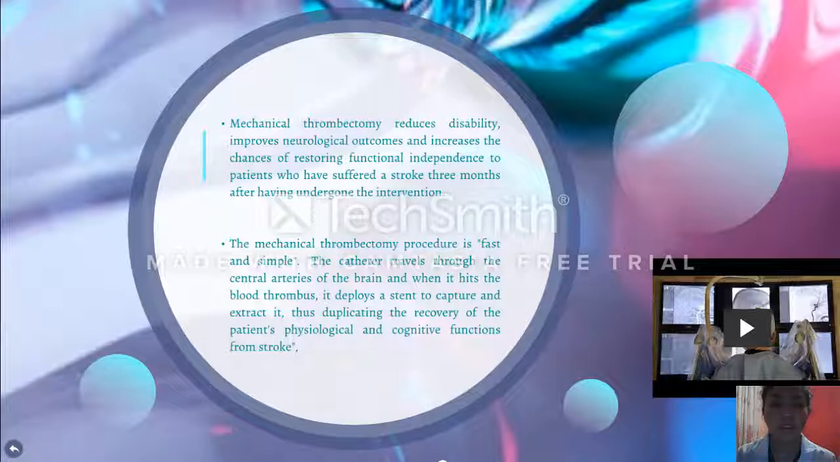The mechanical thrombectomy procedure is fast and simple. The catheter travels through the central arteries of the brain, and when it hits the blood thrombus, it deploys and extends to capture and extract it, thus duplicating the recovery of the patient's physiological and cognitive functions from a stroke.